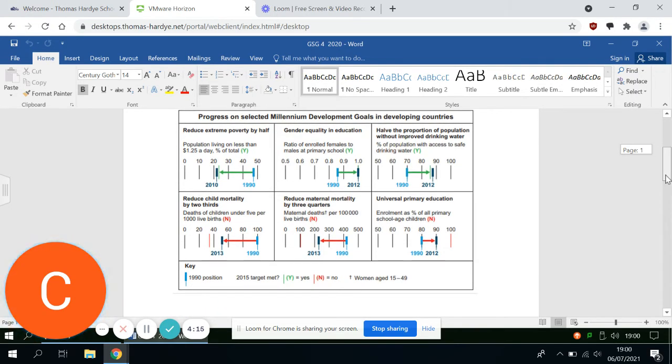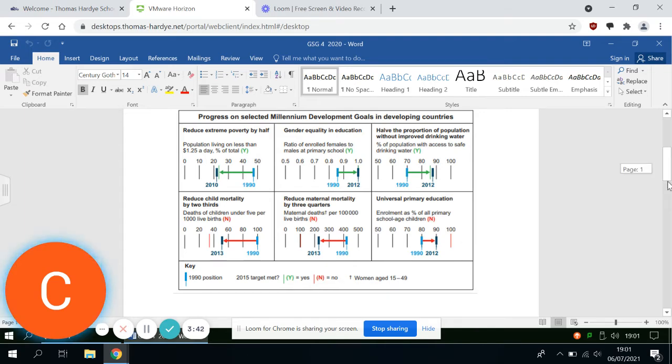And you can see that you've got a key at the very bottom of the figure, where the blue line signifies the 1990 position, and then the progress is shown up to different years. So 2010 for the reducing poverty one, 2012 for some, 2013 for this one here at the bottom. And when it comes to the target being met, you get either a green Y or a red N to illustrate whether indeed the target has been met.